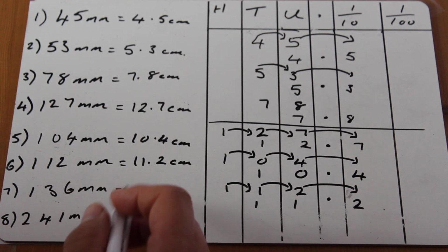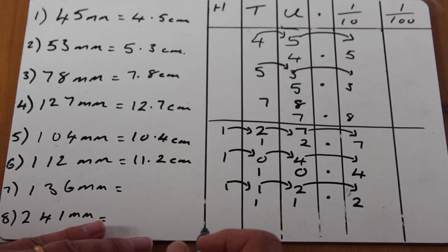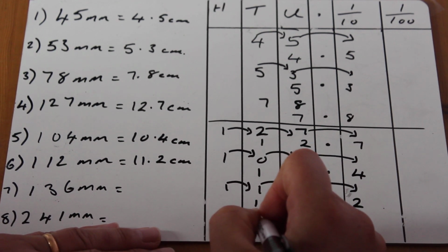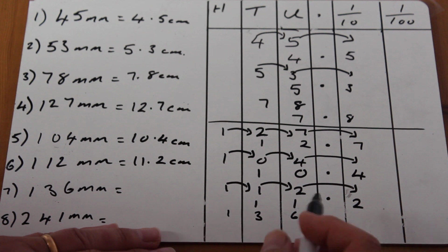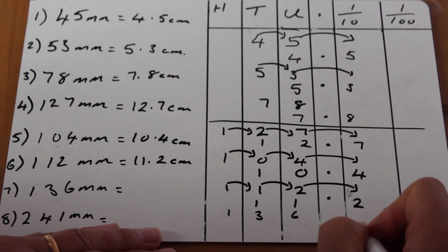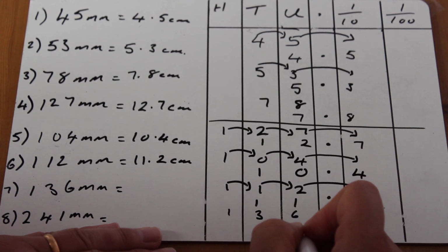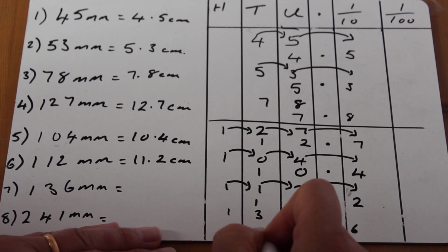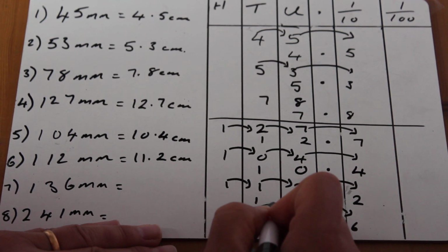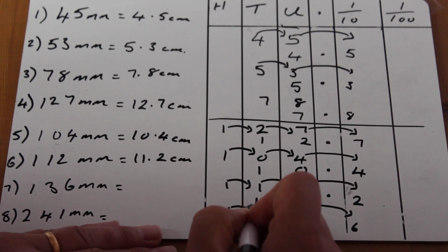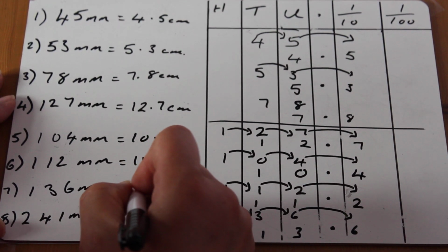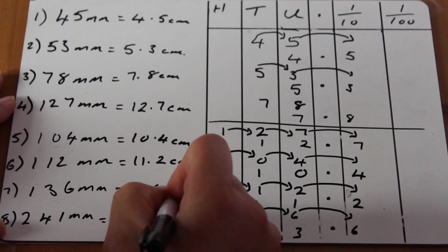Okay, for these ones I'm running out of space rapidly, but 136, 1, 3, 6 gets written there, and then the 6 jumps across to over here. The 3 gets written under the 6, the 1 gets written under the 3, because this is what happens. The 6 jumps across, the 3 jumps across, the 1 jumps across. Don't forget the decimal point, so that gives me 13.6 centimetres.